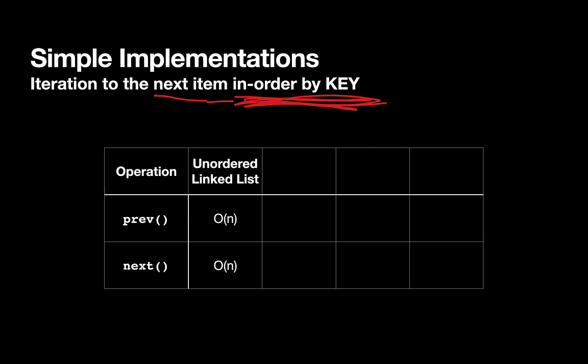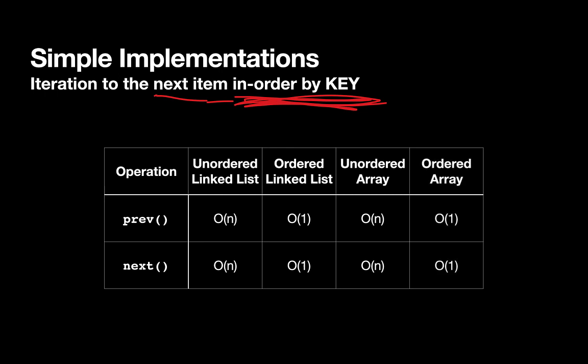For the ordered linked list, however, things are in order. We just go forward or backwards. So forward with the next operation, backwards with previous. Unordered array, again, we have to put in a lot of effort to find the item that is the next largest or the next smallest. But the ordered array, again, we're back to constant time operations.